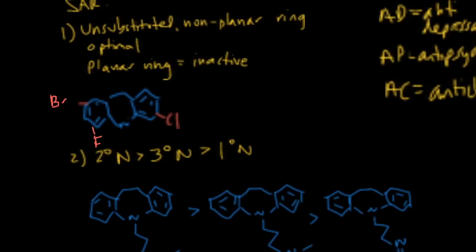So non-planar rings are optimal, meaning that, okay, one way to make a ring planar is by adding double bonds. So to make this 6-7-6 system planar, therefore non-active, you just add some double bonds and it's inactive.